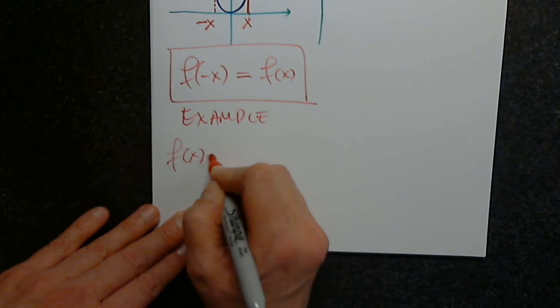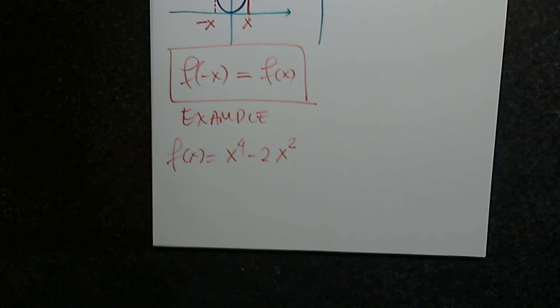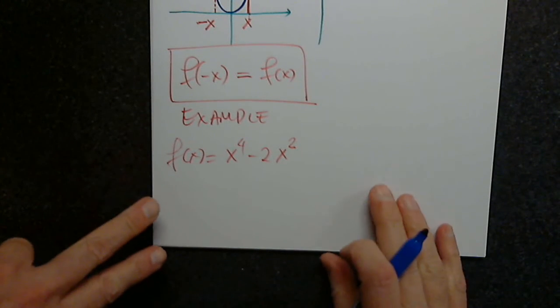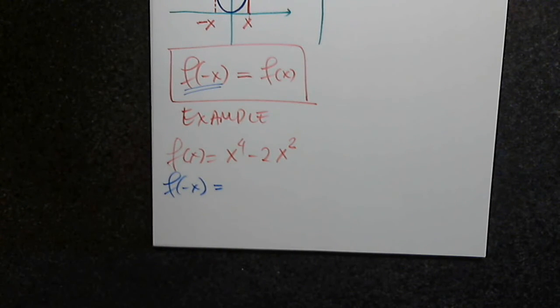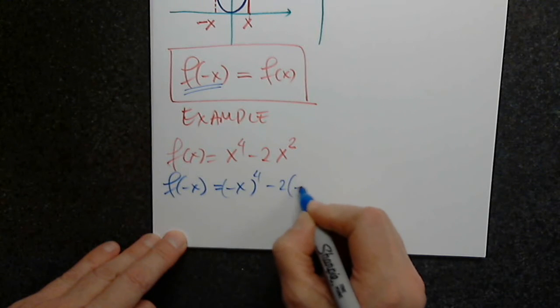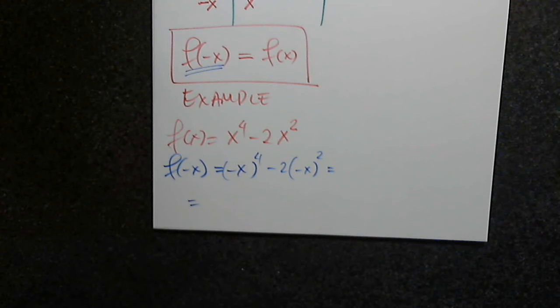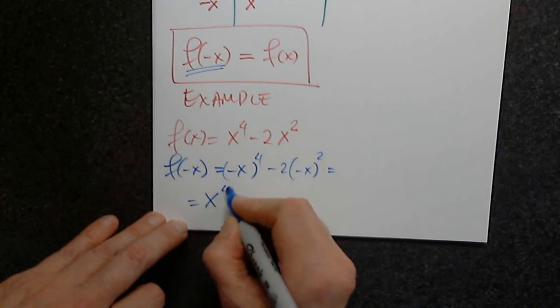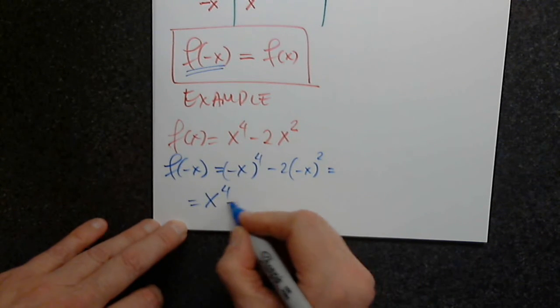Do you think that f of x, which is x to the 4th minus 2x squared, is this an even function? And you should say, I have no clue. And if that's the case, we have to determine f of negative x. We know how to determine f of negative x. We will plug it in. How much is negative x to the 4th power? Negative x to the 4th power equals x to the 4th power. Negative x squared equals positive x squared times negative 2.